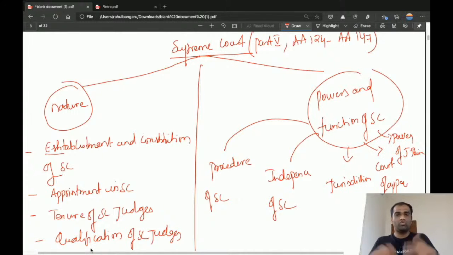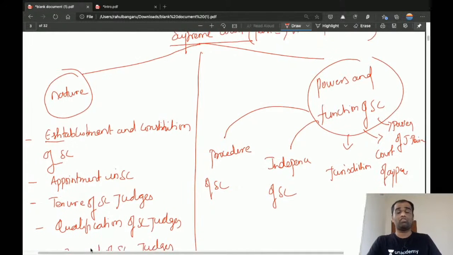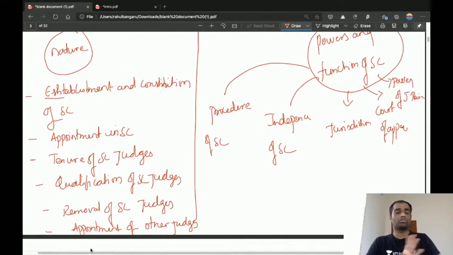How has the Supreme Court been established according to our Constitution, and what is the mode of appointment, tenure, qualification, and removal of Supreme Court judges, and appointment of other judges. Okay, so this is the nature of Supreme Court. After that we will discuss the powers as well as functions given to the Supreme Court, and the procedure followed by the Supreme Court.